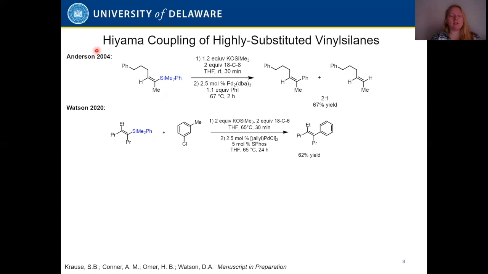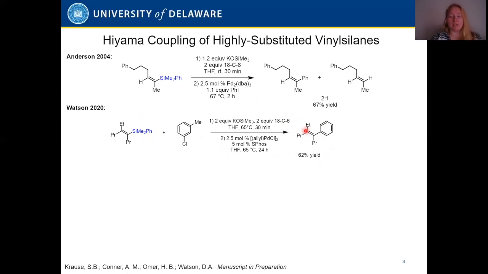So inspired by Anderson's conditions in 2004, in which he took a tetrasubstituted all-carbon vinylsilane and coupled it with an aryl iodide under palladium catalyzed conditions, my colleagues were able to optimize the conditions slightly to accommodate a tetrasubstituted vinylsilane to get the resulting product in 62% yield. I can't go into detail about this optimization, but please look at the 2020 paper I just talked about.